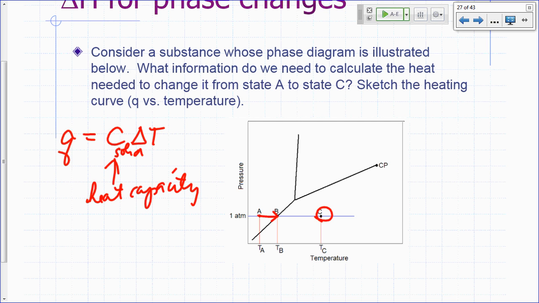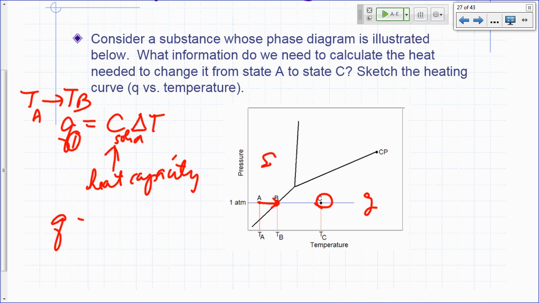Okay. Now, what happens at point B? It turns from a solid to a gas, right? So, this is Q for heating from TA to TB, right? So, this delta T would be TB minus TA. At point B, what happens to it? Q for the second leg, the second step in your process, changing from a solid to a gas, what happens?